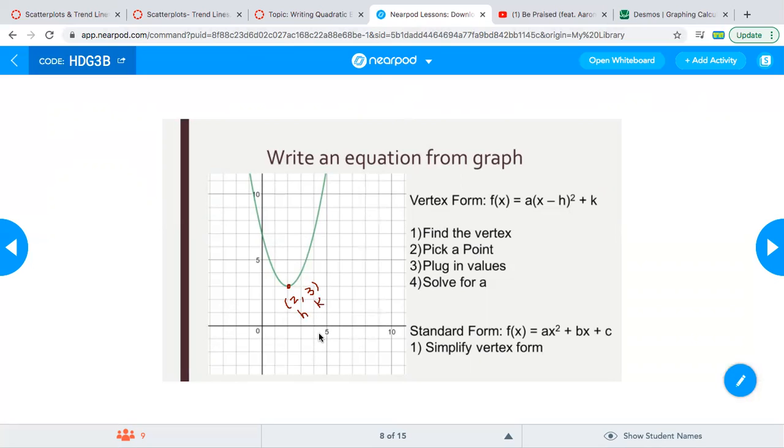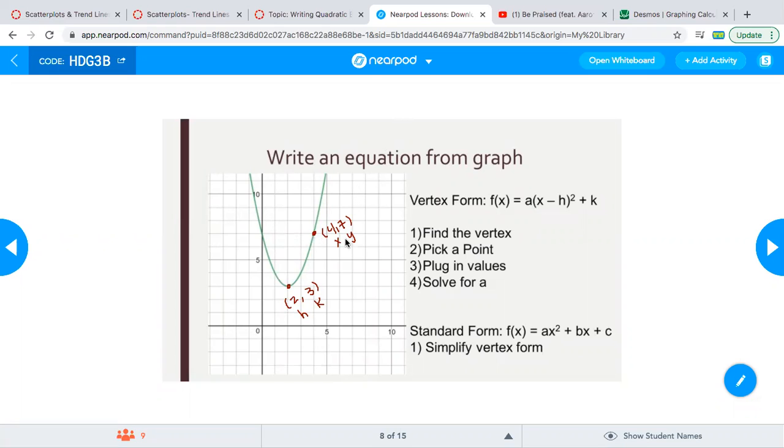Now let's find another point on the graph. Give me another one. 4, 7. All right. Here's another point on the graph. 4, 7. You could have done 6, 7. Yeah, X has to go first. So 4, 7. All right.